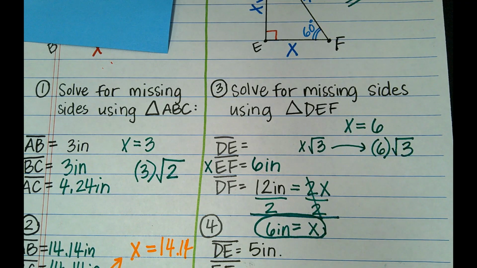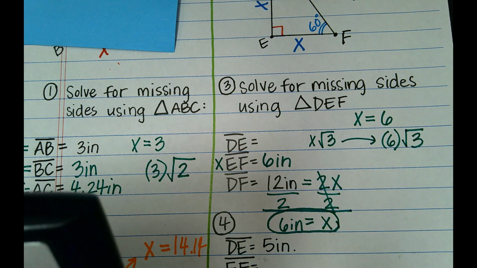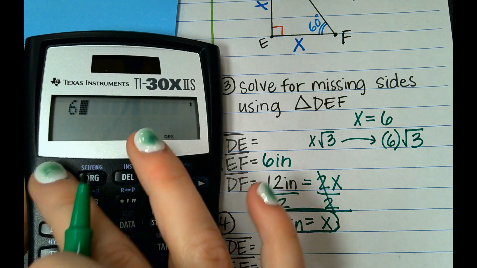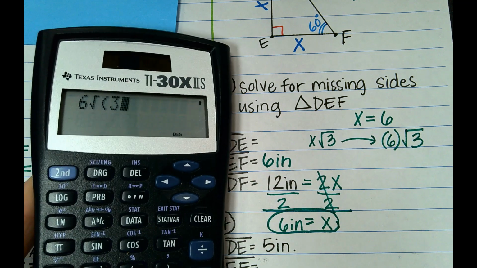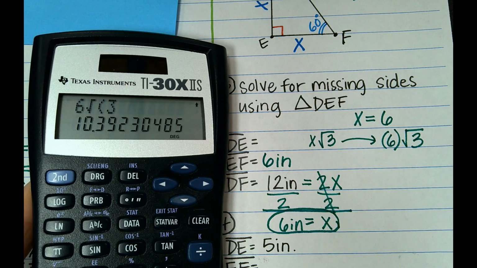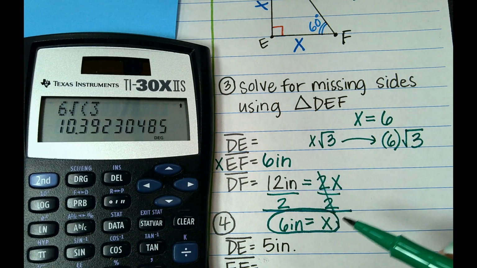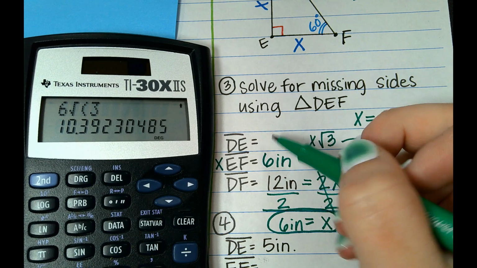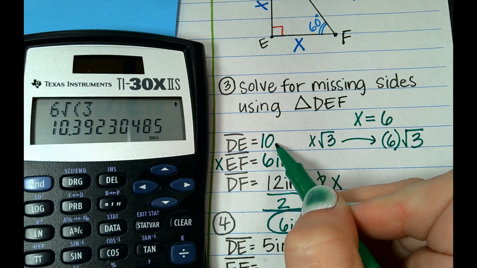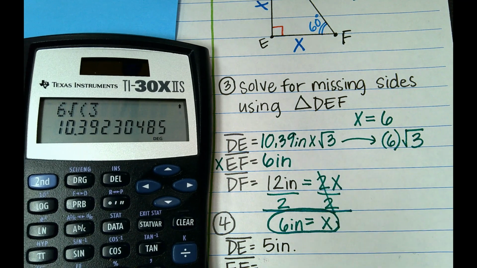Now we just type this in. You got 10.39. See if I get the same thing. 6 radical 3. Yeah, I got the same thing, 10.39. I need to make sure everybody gets that as well. Make sure everyone knows how to type that in correctly. We should be getting 10.39 inches.